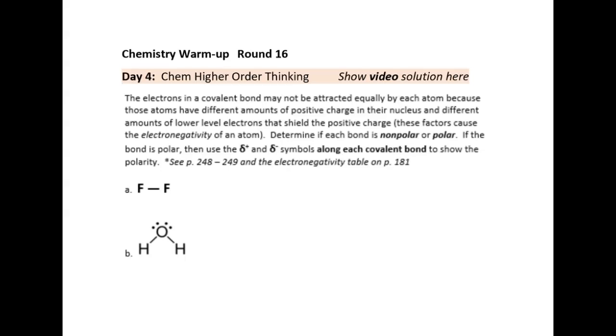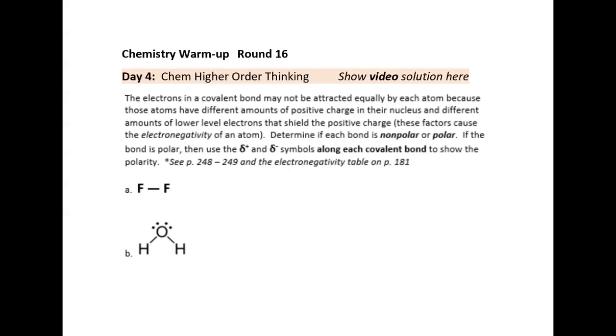Here are the answers for the day 4 warm-up. The electrons in a covalent bond may not be attracted equally by each atom because those atoms have different amounts of positive charge in their nucleus and different amounts of lower level electrons that shield the positive charge. Those were the factors that cause the electronegativity of an atom.